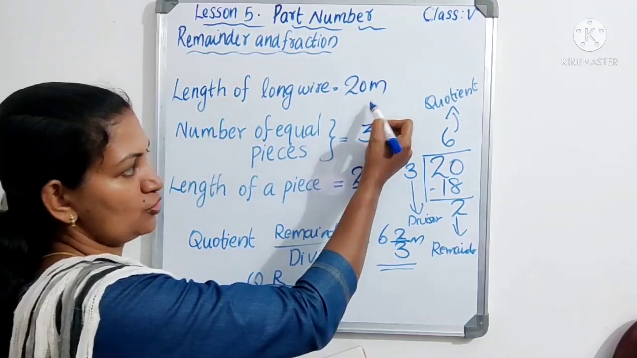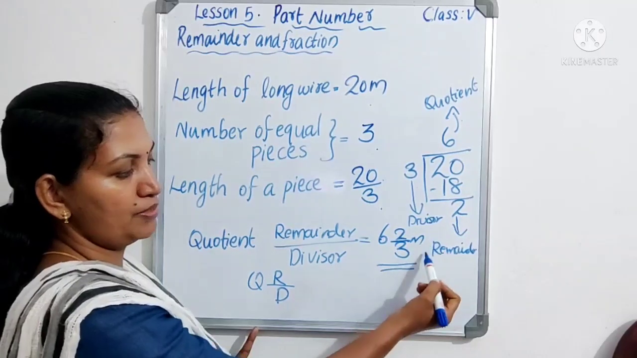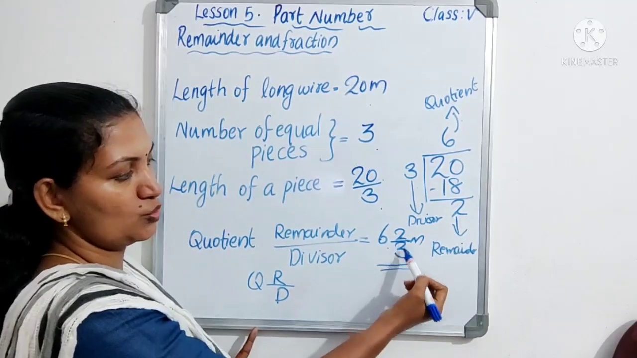So total length is 20 meter. It is divided into 3 equal parts, that is 20 divided by 3. Then 1 piece, that is the length of the wire, is 6 2 by 3.